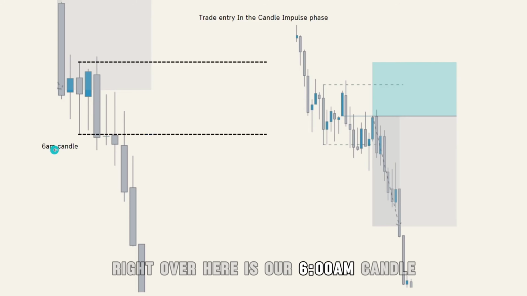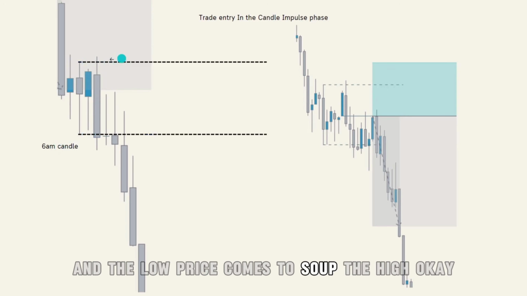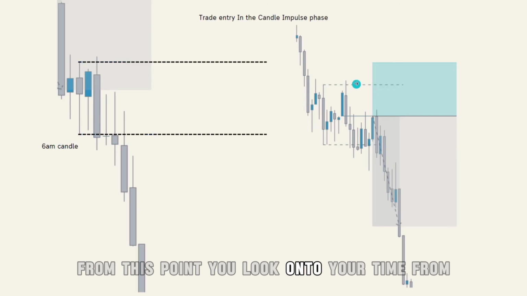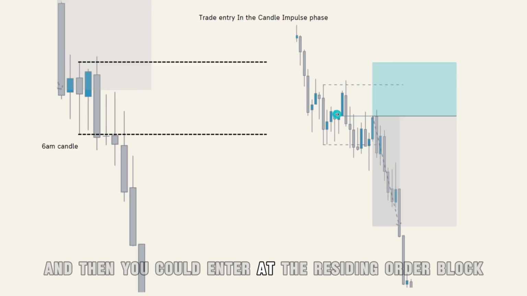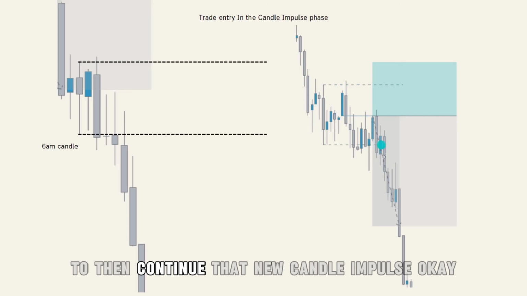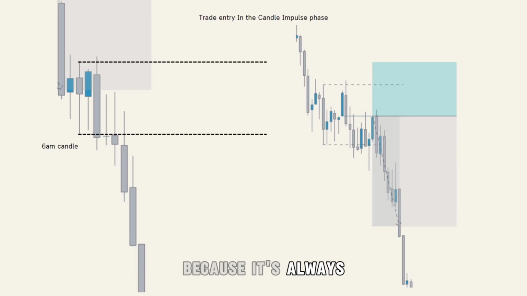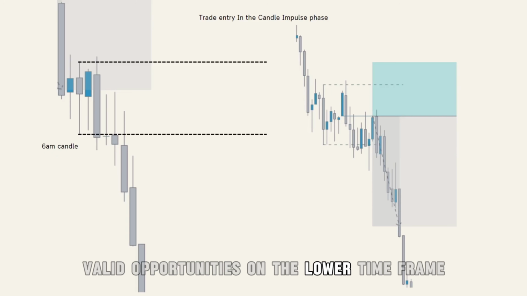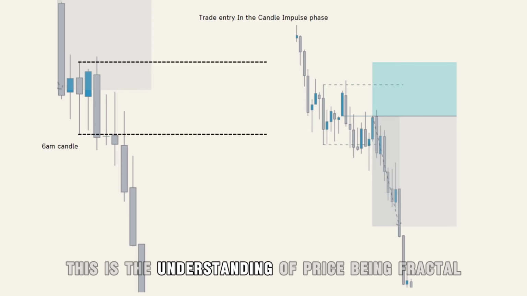Right over here, here's our 6 a.m. candle. Here is the high and the low. Price comes to sweep the high, okay? From this point, you look onto the lower time frame, identify this as a turtle swoop, and then you could enter at the residing order block to then continue that new candle impulse, okay? So there's no need to feel any FOMO, because there's always valid opportunities on the lower time frame to continue this same move. This is the understanding of price being fractal.